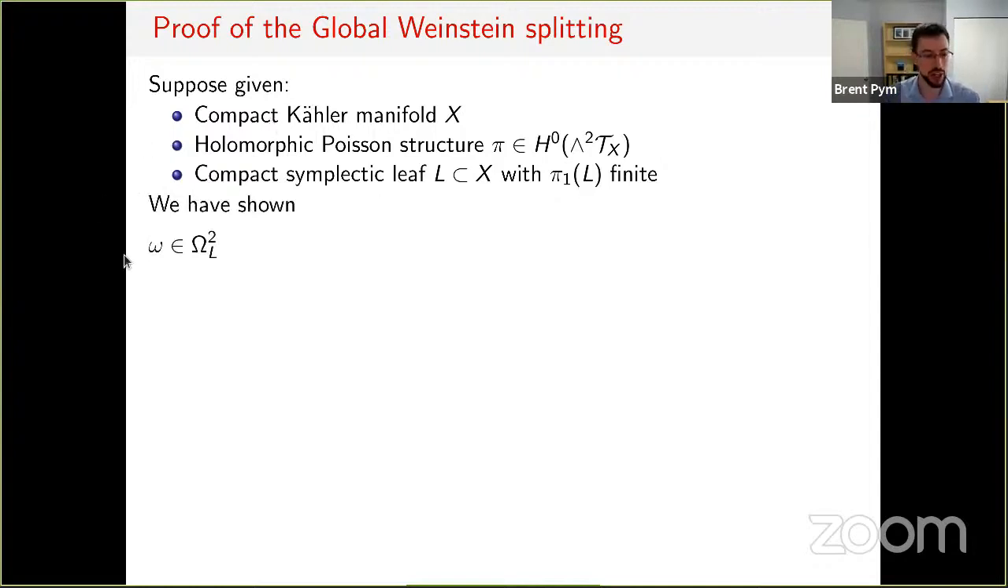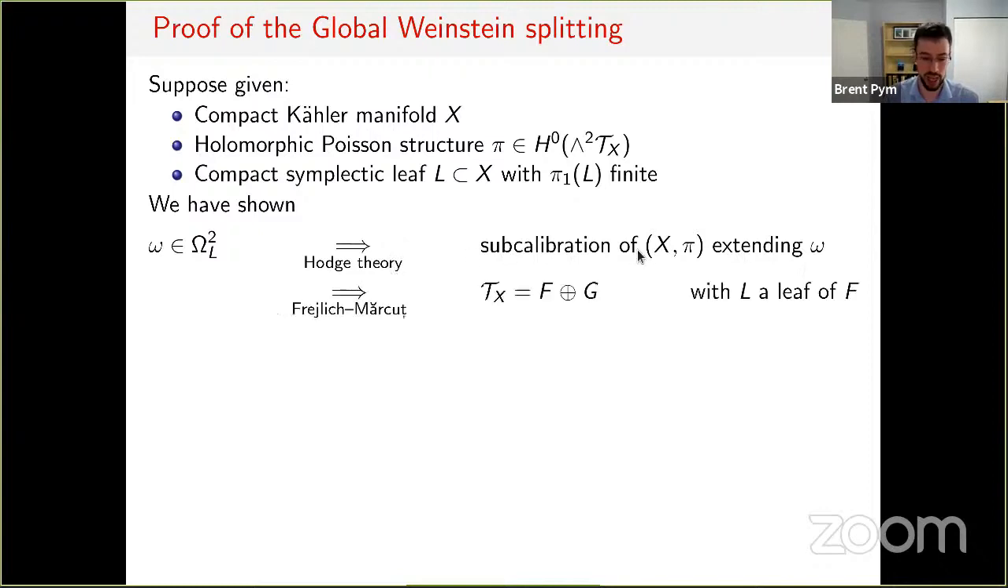Well, we started by showing that the 2-form on the symplectic leaf can be extended to a subcalibration in the sense of Fröhlich and Marcuse. Okay. So remember, that used the Hodge decomposition of X. And then we said, well, once you have a subcalibration, it gives a splitting of the tangent bundle into 2 complementary foliations such that the leaf L that we're after is a leaf of F. Okay. So this is just a Fröhlich-Marcuse result. It's true for any subcalibration like this.